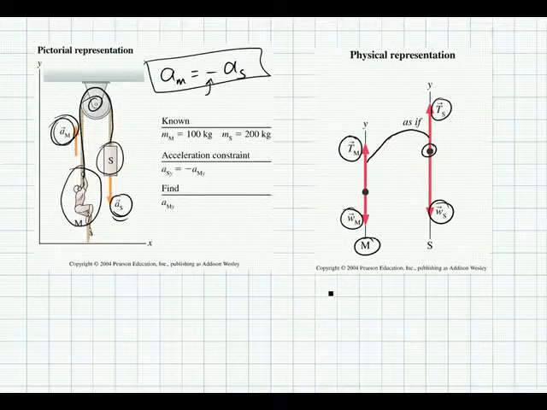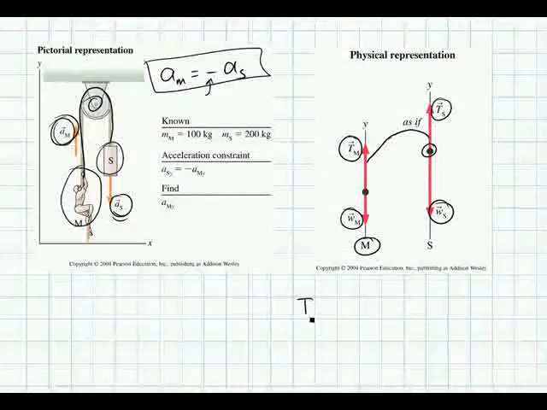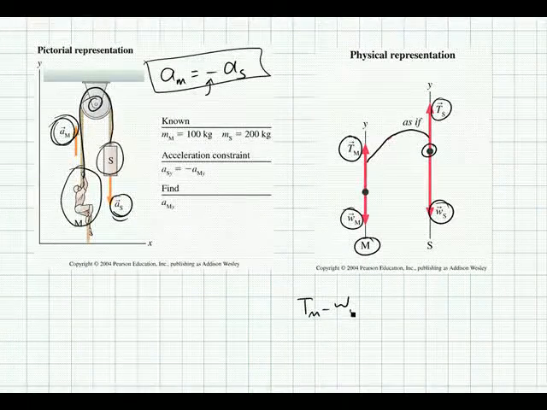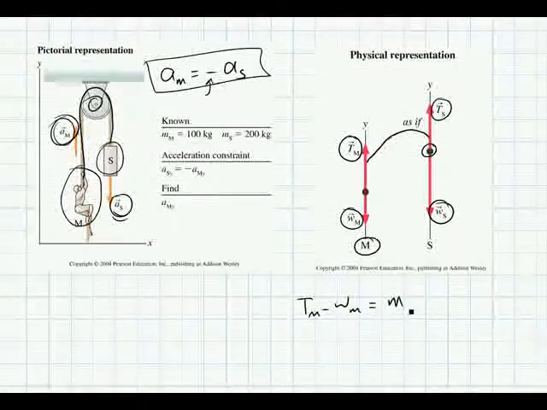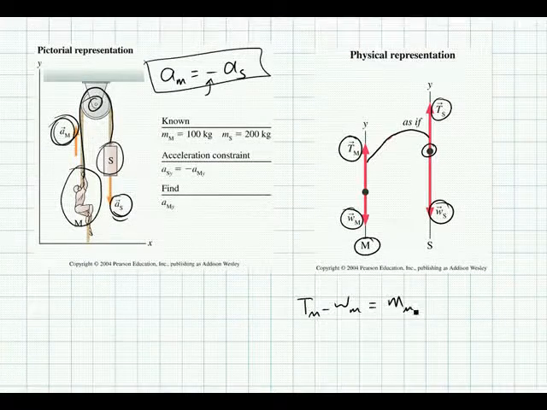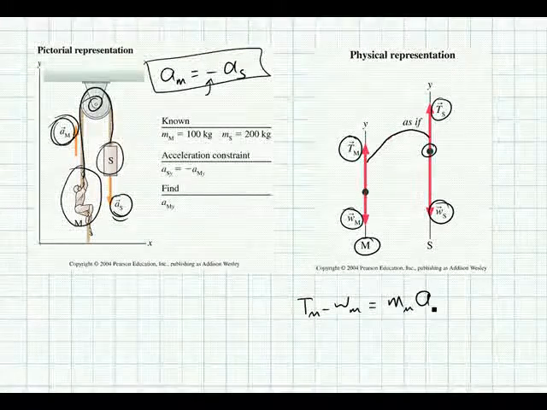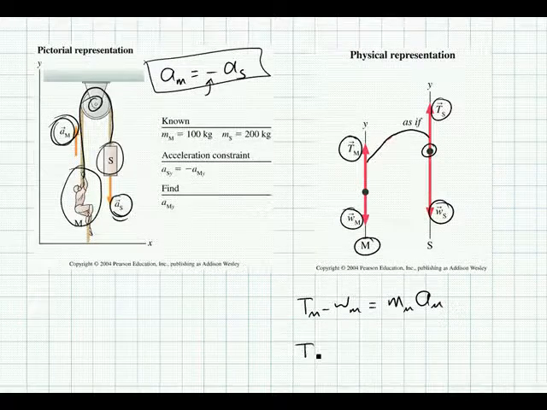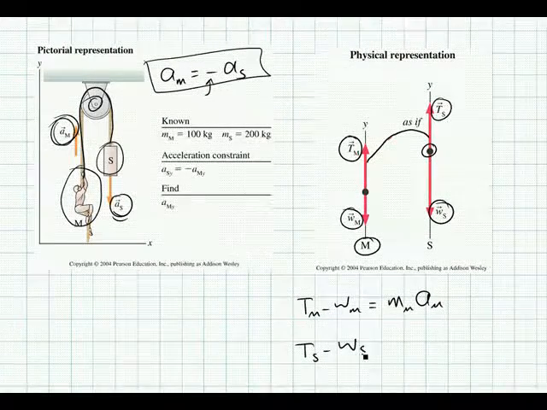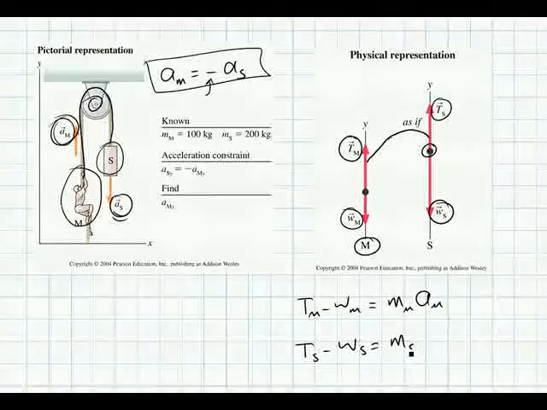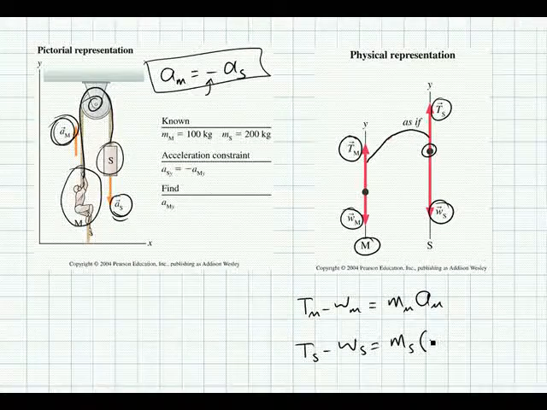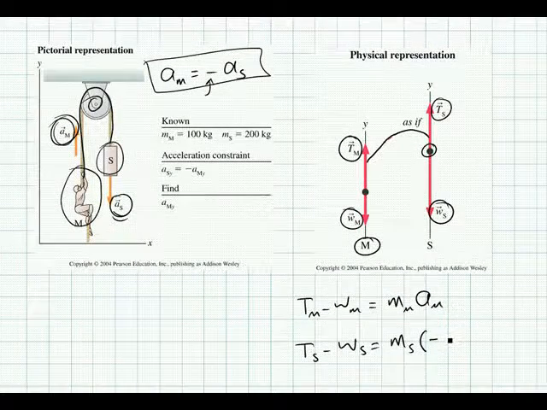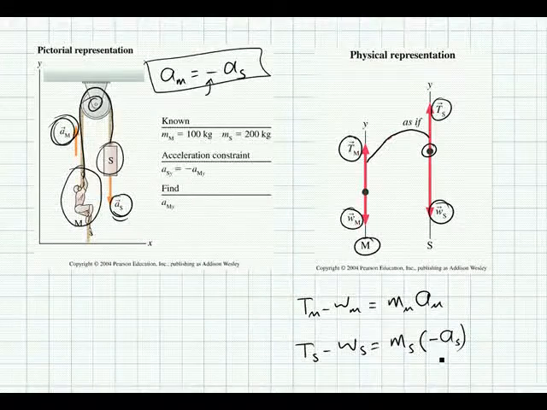In the case of the man, T_m minus W_m must equal the mass of the man times his acceleration. In the case of the safe, we have T_s minus W_s must equal the mass of the safe times its acceleration, which is minus a_s. All right?